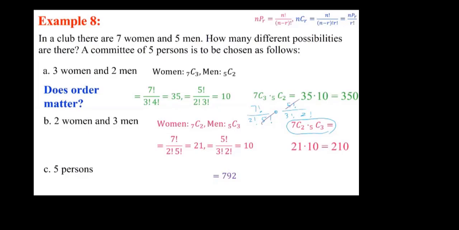Finally, it is asking for 5 people, which means there is no restriction. So in that case, again, it's a combination, but it's a combination of the total. The total is adding these 2 numbers. We have a total of 12 people, and we want to choose 5 of them. And order is not important, and it simply becomes combination of 12 choose 5, which is 12 factorial over 5 factorial times 7 factorial. When you go through the process and simplify, you get 792.